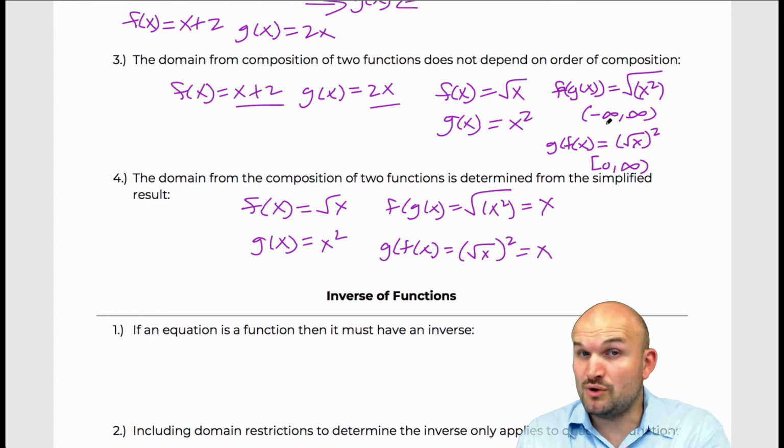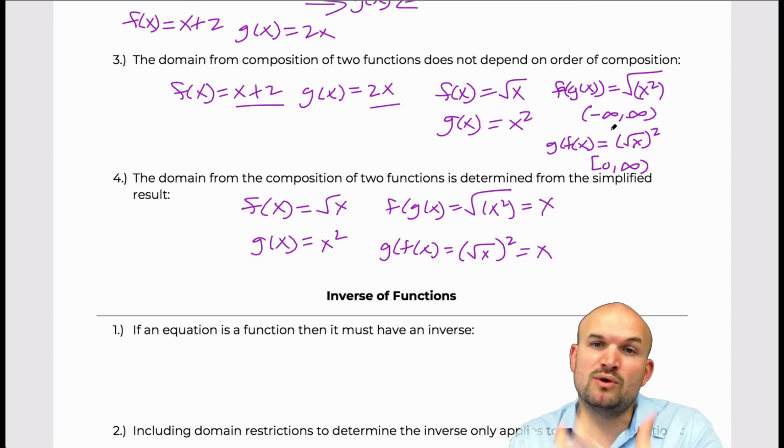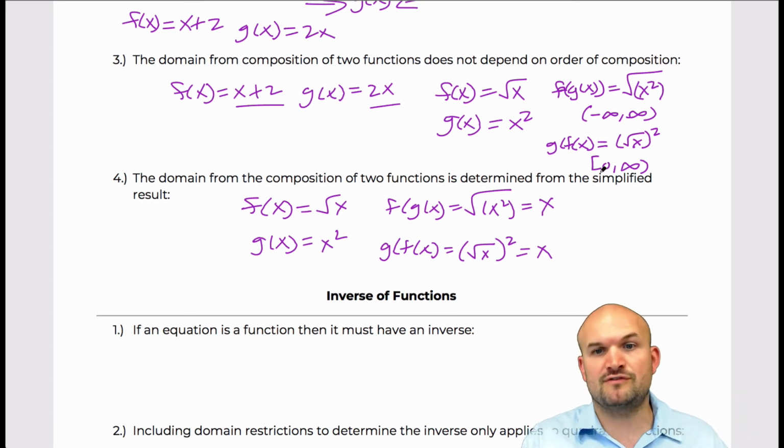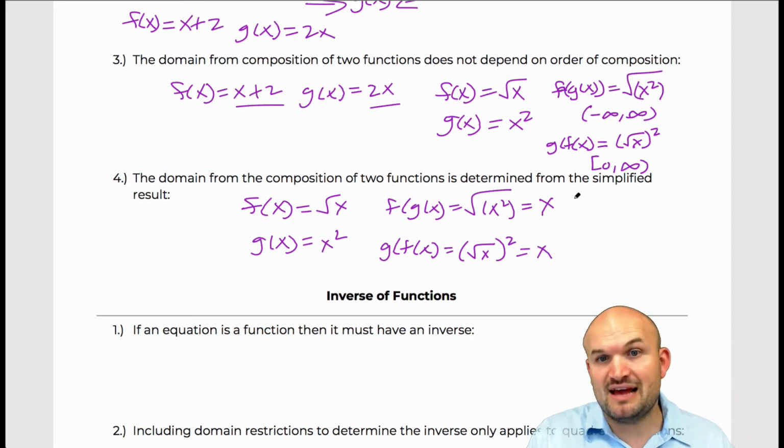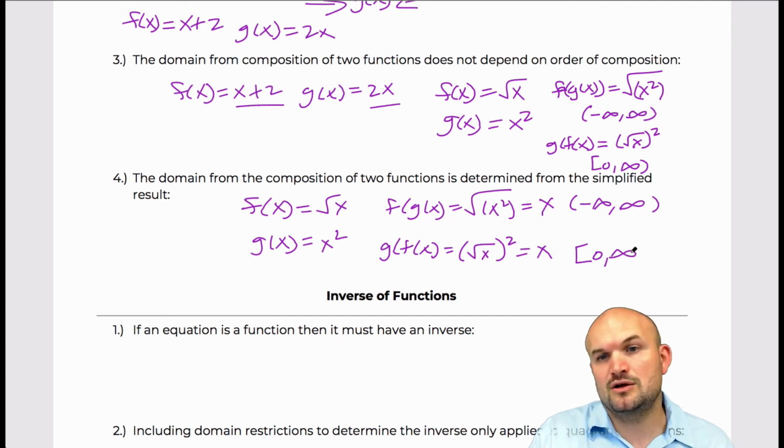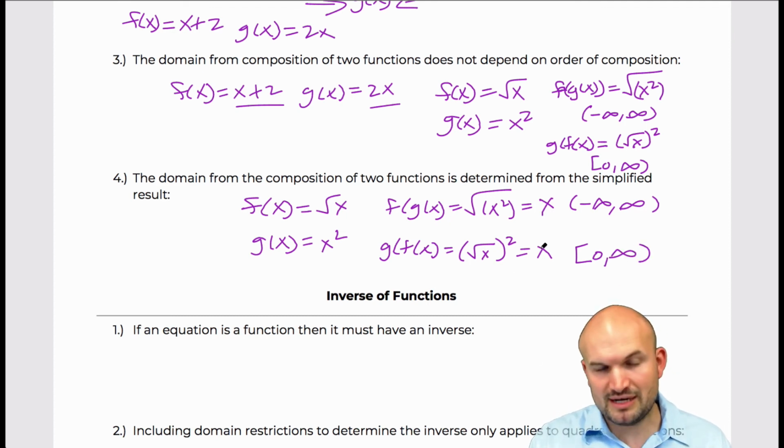But if you go back to our previous statement, you've got to remember that the function you plugged into the other function is going to stay with that function. So the domain of this composition is negative infinity to infinity, whereas this domain, even though it gets simplified to x, remains 0 to infinity.